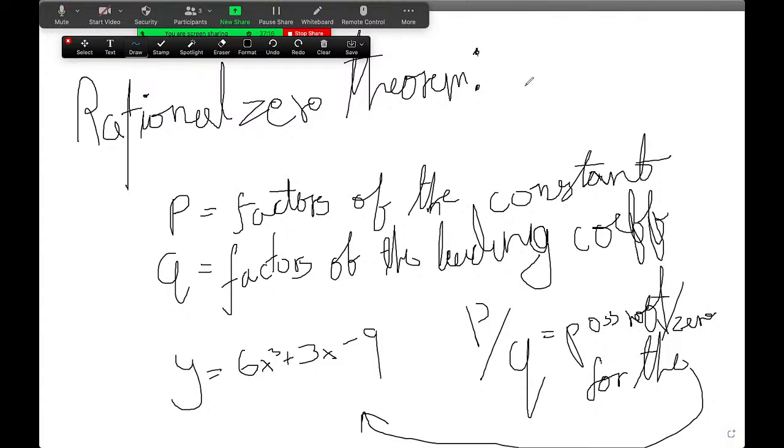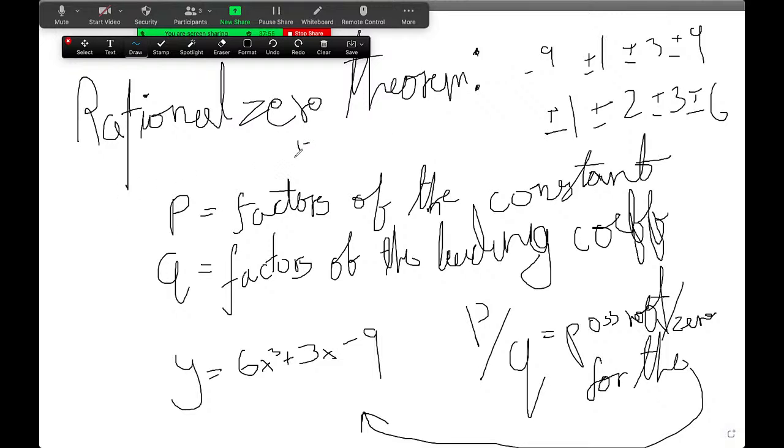Well, the constant is -9, so factors are plus or minus 1, plus or minus 3, and plus or minus 9. Yeah. Then Q will be the factors of the leading coefficient, which is 6. So it'll be plus or minus 1, plus or minus 2, plus or minus 3, and plus or minus 6. Then we just divide. So it will be P over Q. So it can be 1 over 1, then 1 over 2, then 1 over 3, then 1 over 6. Then 3. So you just divide all of them.